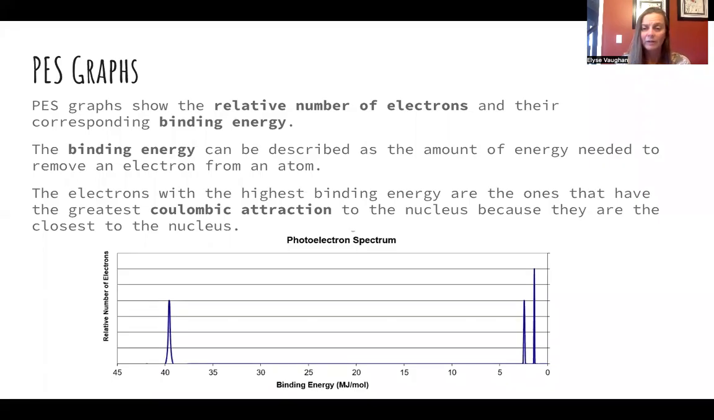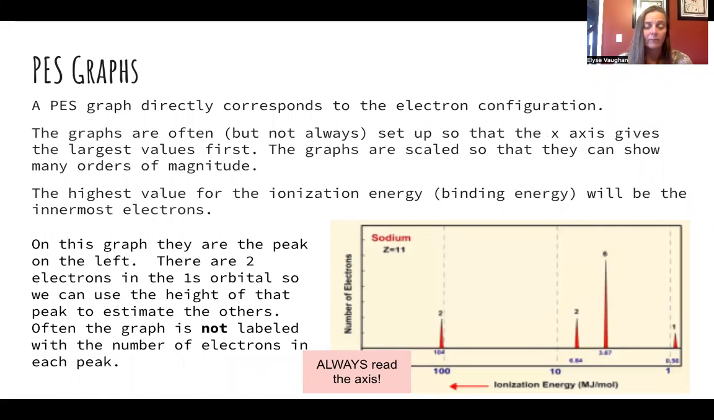They show the relative number of electrons and the binding energy. That's the amount of energy that's required to remove the electrons from the atom. The electrons with the highest binding energy are the ones that have the greatest Coulombic attraction because they're the closest to the nucleus. Always, always, always read your axis. So again, you notice that this one, our binding energy, high energies on the left, low energies on the right. These two peaks are the same height. This one is taller. So we're going to assume that this is an S2, S2, P6, S1. And so we have sodium again.